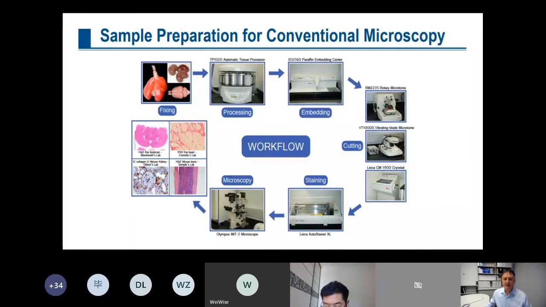It also takes a lot of time and can introduce artifacts into the tissue sample. Also, only a small percentage of tissue is generally processed, so observations from histology are still subject to sampling error.